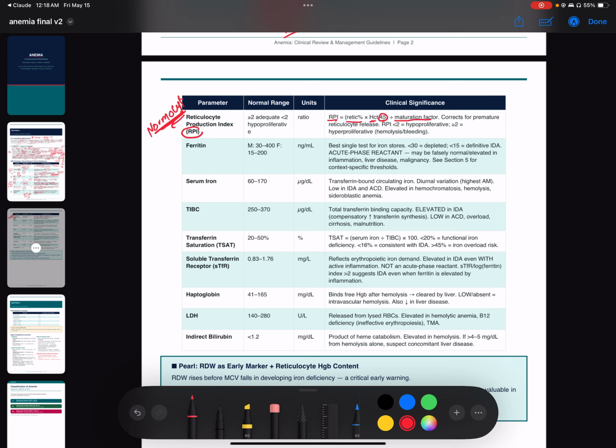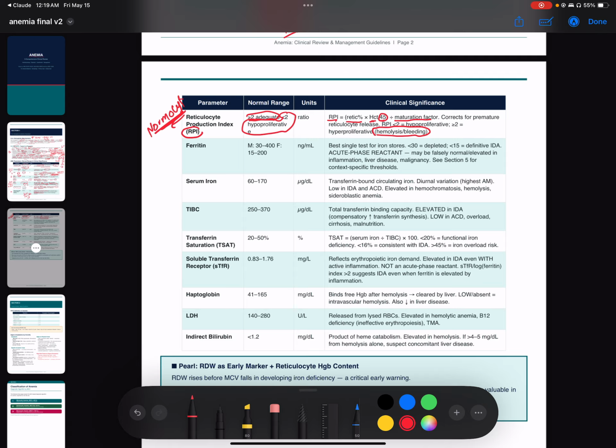If you find the RPI is more than 2, that means it's adequate compensation. That means the bone marrow is working well enough, and it's usually a hemolysis issue or a bleeding issue. You are losing blood and the bone marrow is trying to compensate. If the RPI is below 2, that means it's a hypoproliferative state. There is a bone marrow issue.